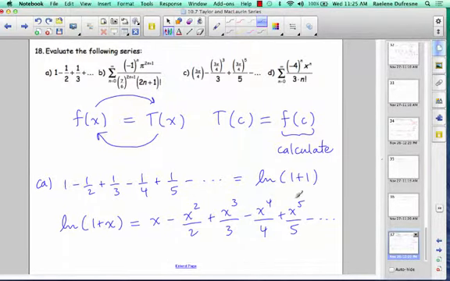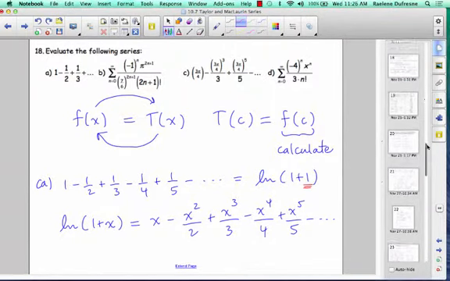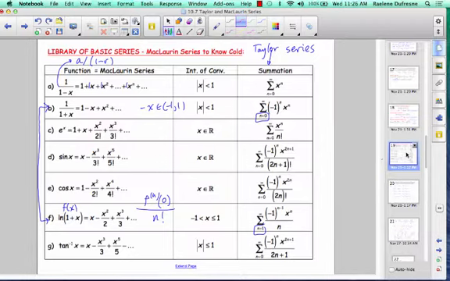Now before we proceed, we had better make sure that this x value is in the interval of convergence. And when we recall the interval of convergence of ln of 1 plus x, we see that the left endpoint of -1 is not included, but the right endpoint of x equal to 1 is included. So we are allowed to substitute x equal to 1 into this series.